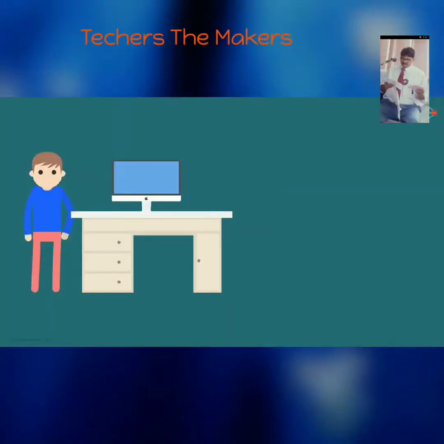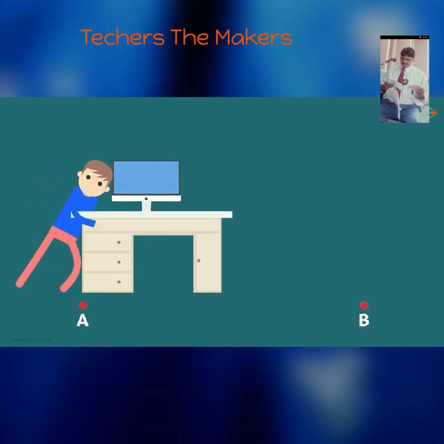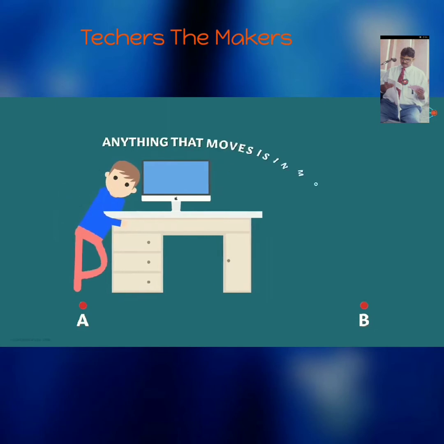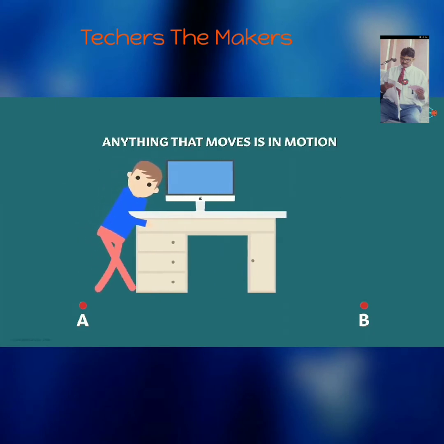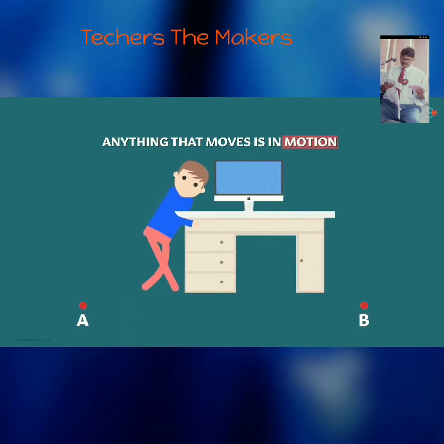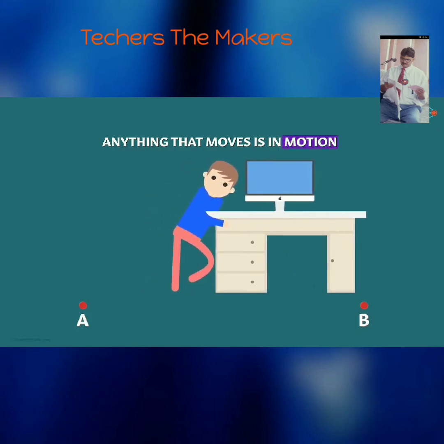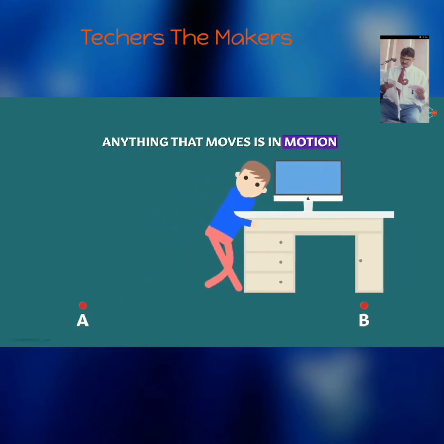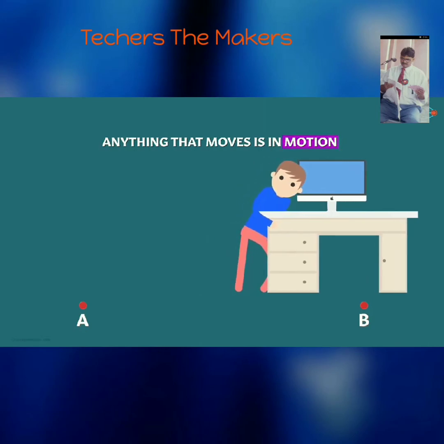To move this table from point A to point B, what will he do? Yes, he will push it in the direction of point B. You see that as he pushes the table, it starts moving. Anything around us that moves, we say that it's in motion. So this table is in motion. And since Ben is also moving along with the table, he is also in motion.